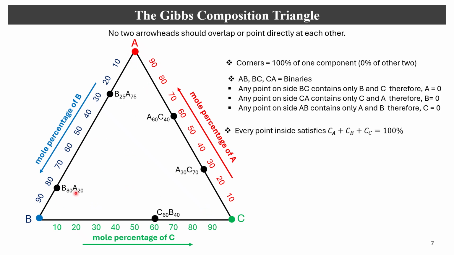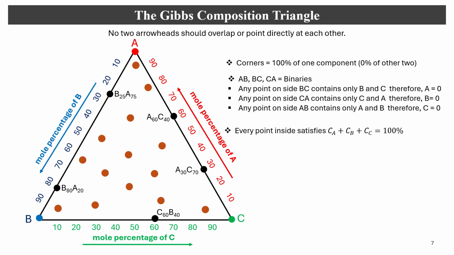But what about the points lying inside this triangle? They are not pure for sure because pure points are at the corners. They are not binaries because they are at the edges. All the points then which are lying inside actually represent the ternary composition. That means they will be having A composition, they will be having B composition, and they will be having C composition. And we should identify such composition.